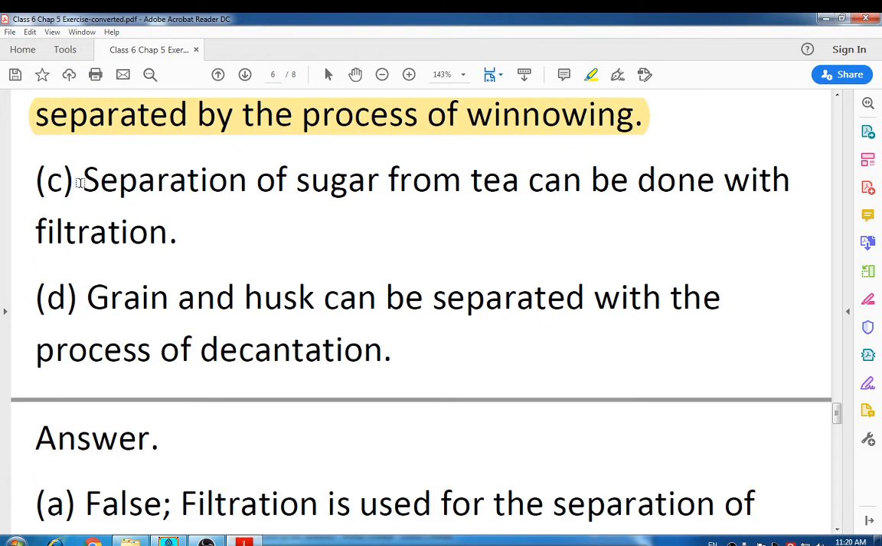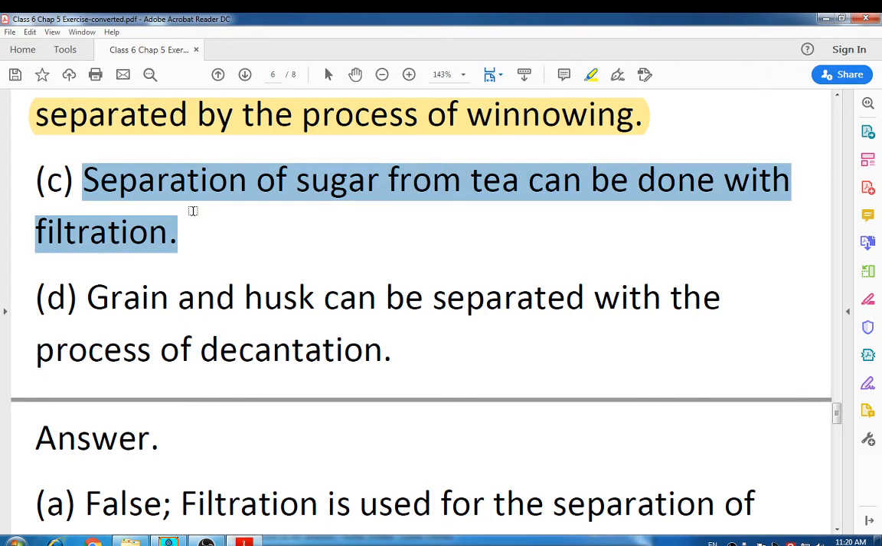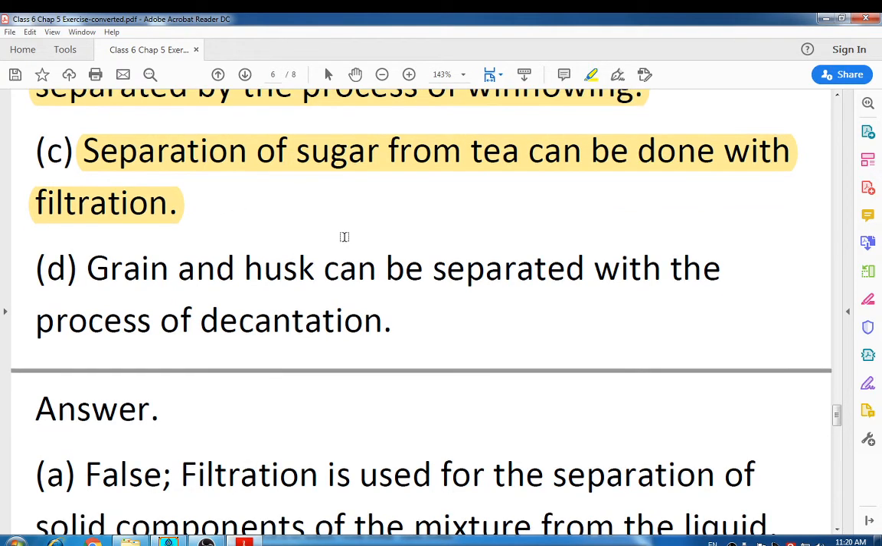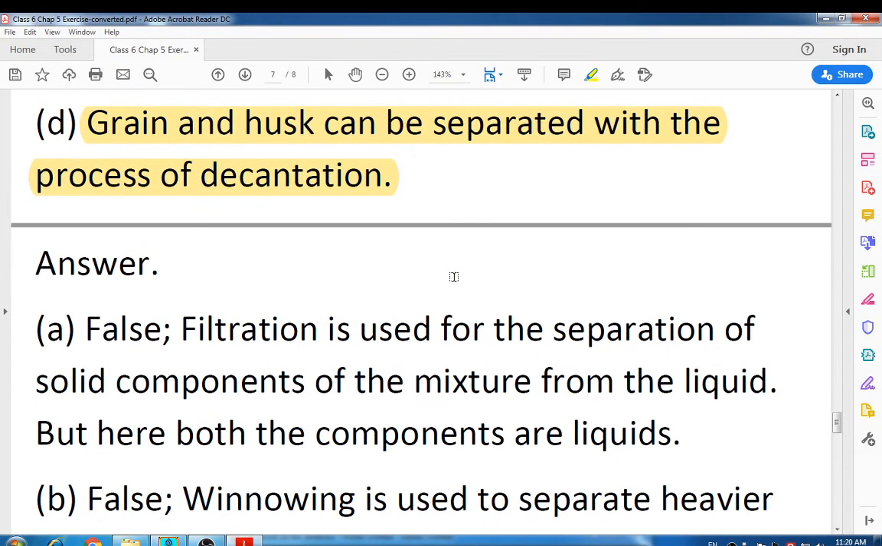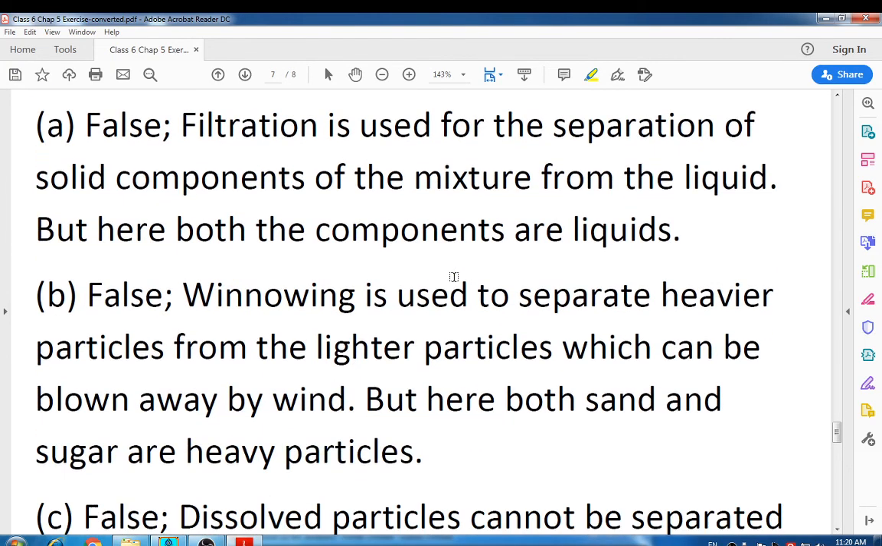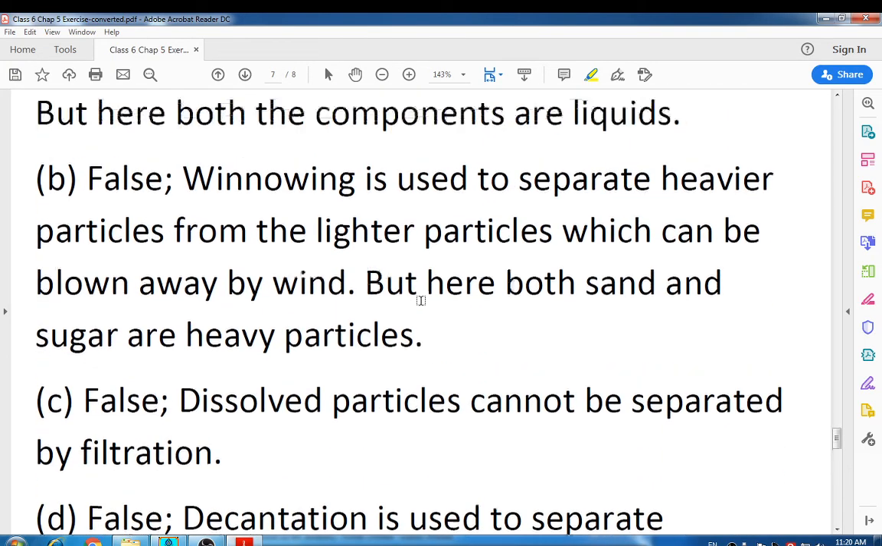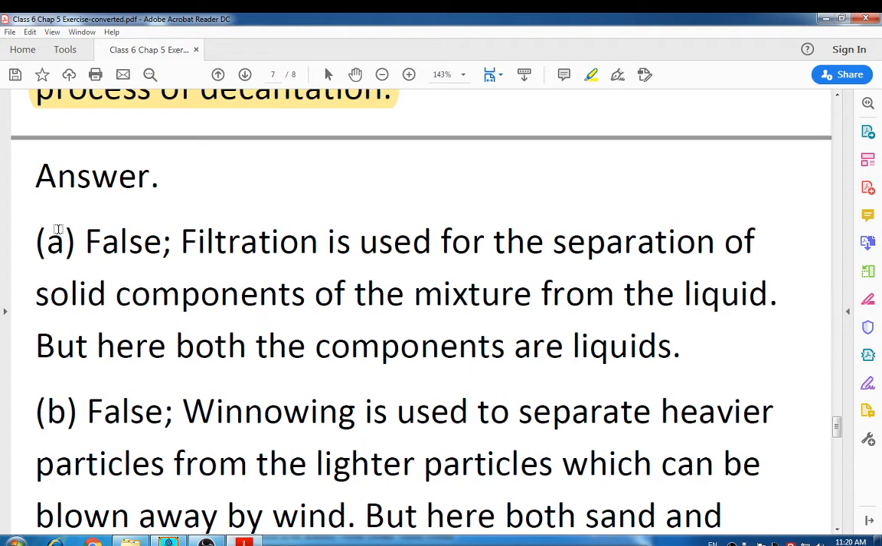Next one, separation of sugar from tea can be done with filtration. Can we do that? Sugar from tea can be separated out? No. So third answer is false. And the last one, grain and husk can be separated with the process of decantation. Is it correct? No. So all the answers are false. Okay. So here I have written the answers and the explanation.